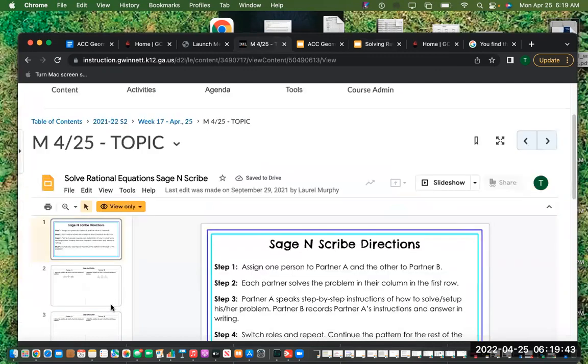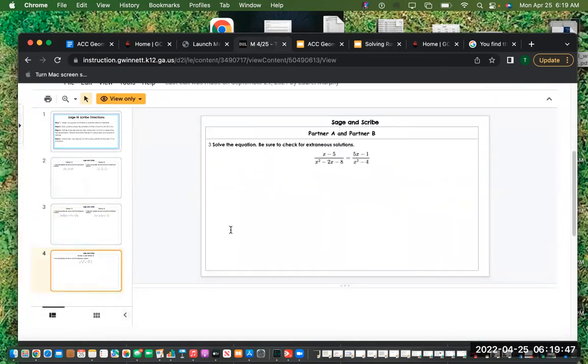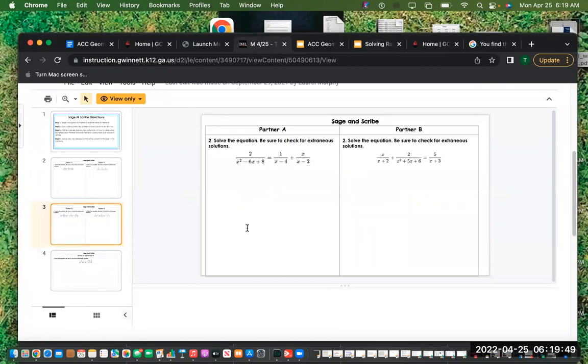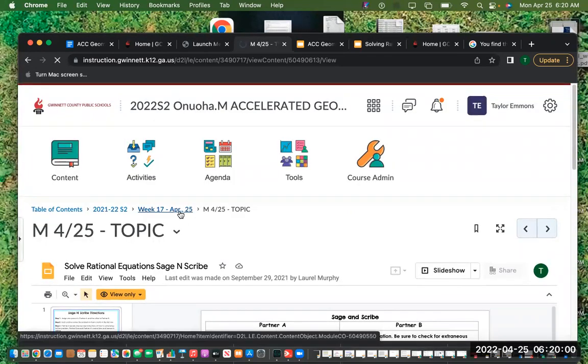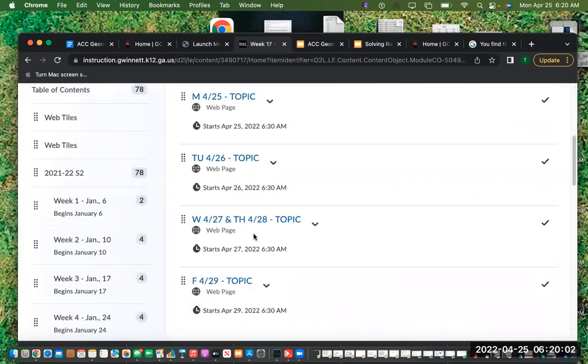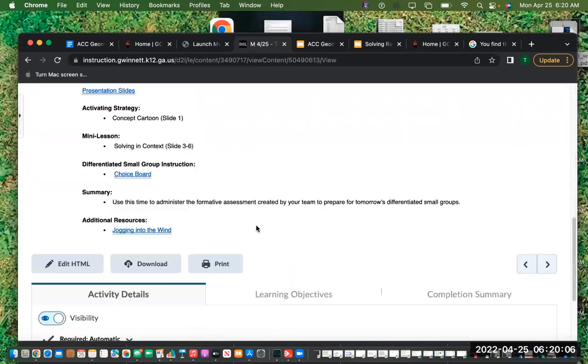We're not going to worry about this one unless you need some extra practice. I just included this just in case, but it's okay, you don't have to do this one. And then the next piece that I'd like for you to look at, let's go back, if it'll load.